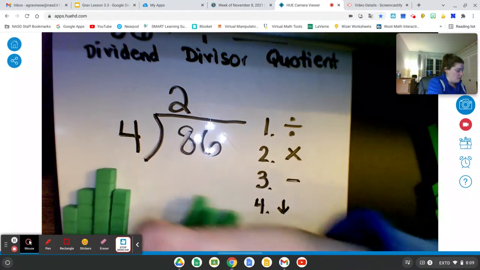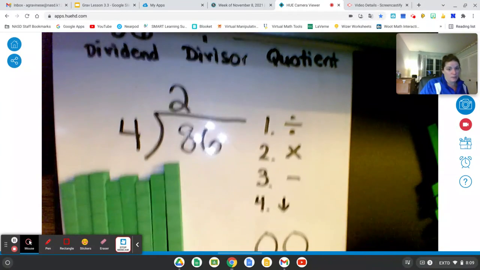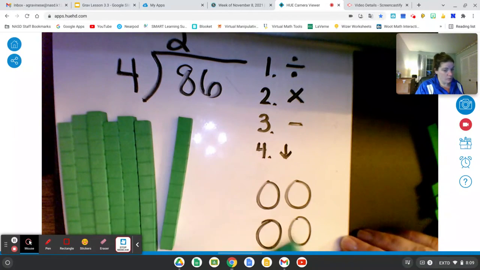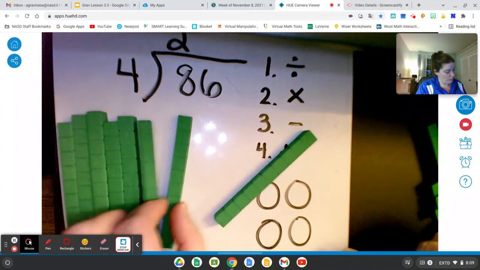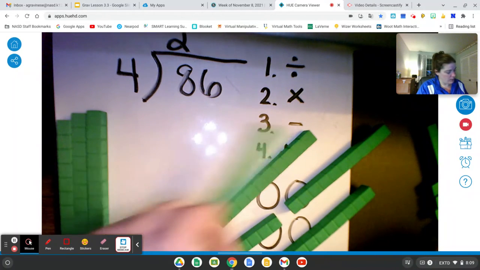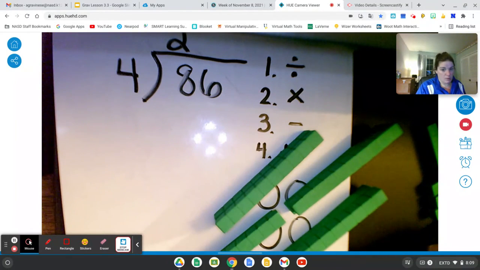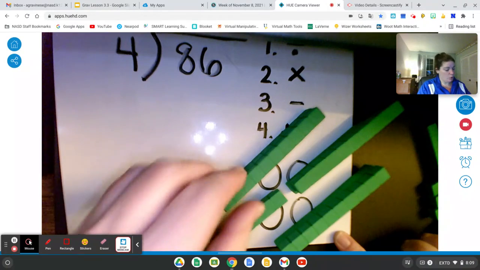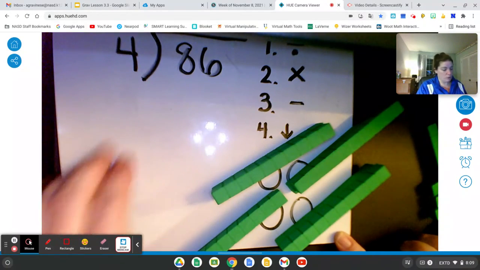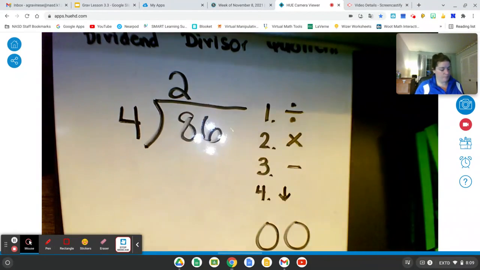So here are my 8 tens rods for 86. These bins are super tiny, but I want to put them into each bin as many times as I can. These are my 4 bins. And you can see that I can actually put 2 in each bin, and there's none extra. There's none left over for my tens rods. So that's where this 2 came from.